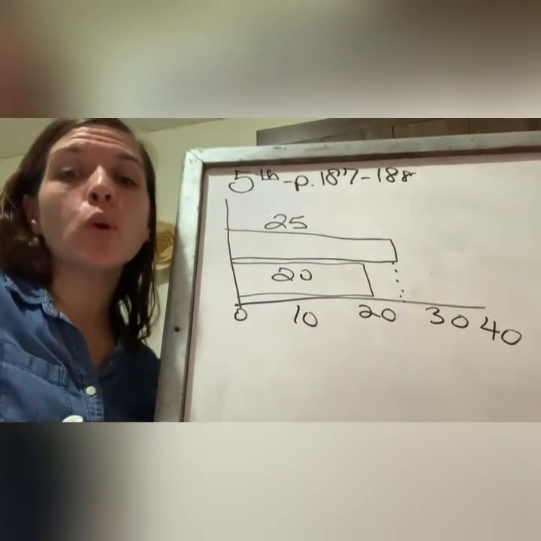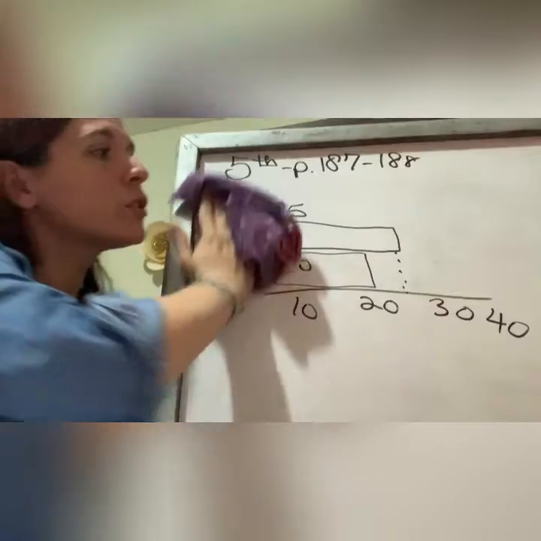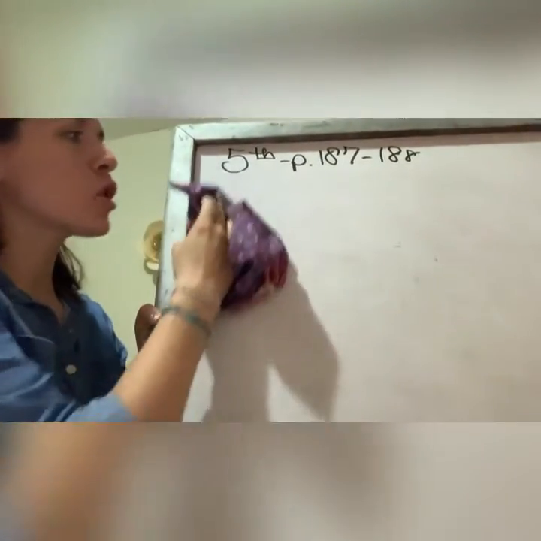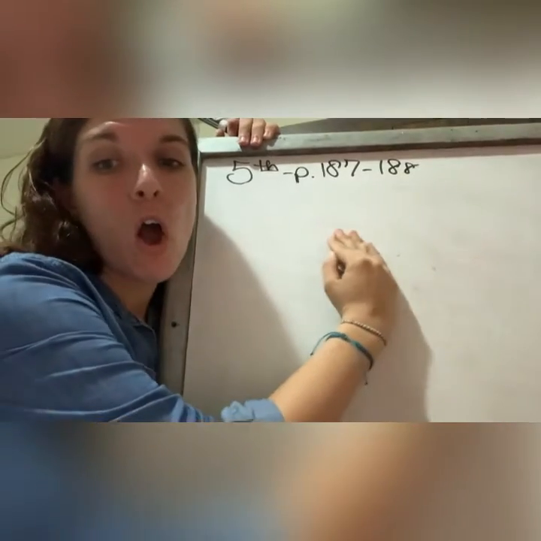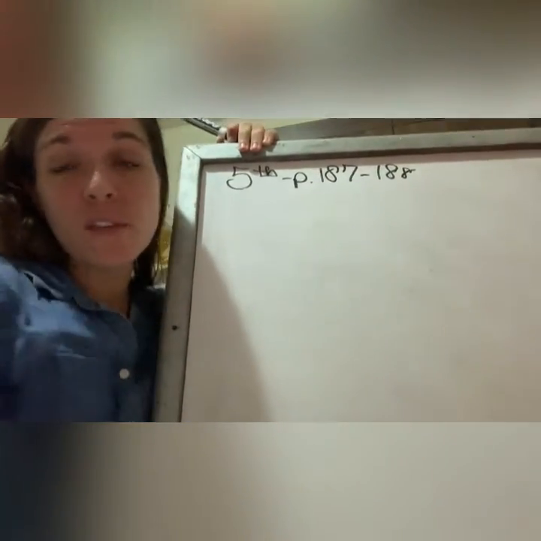So look at the poodles. How many poodles were in the dog show? It says it right there. The purple bar goes all the way to the 50, so there were 50 poodles.